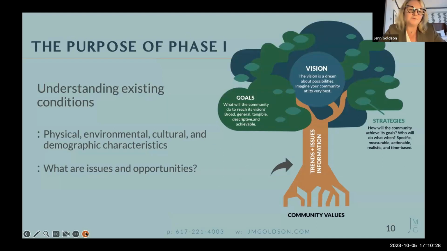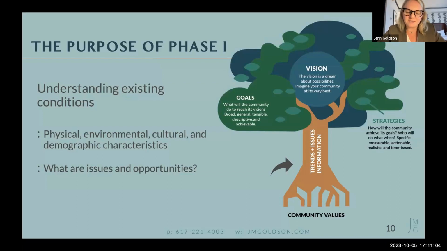Okay, and so we are moving into phase 2, but what I'm going to present tonight is the work we did in phase 1. I look at this tree as a metaphor for the plan. Phase 1 is really just establishing that trunk, that foundation that will hold up the rest of the plan. We want to understand the trends and issues. We gather a lot of information, and it really helps the consultant team. It may also help you, but really, you probably know a lot of what we found just from living in the community and experiencing the community and serving on boards and committees.